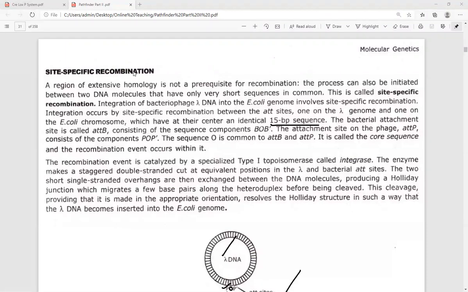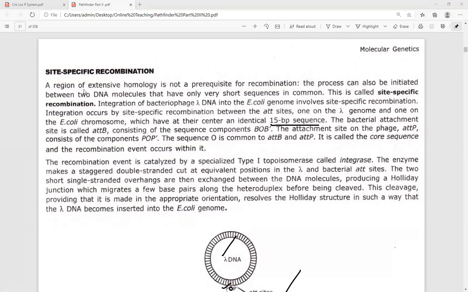In this video tutorial, we will be talking about site-specific recombination. What do you mean by site-specific recombination? How does site-specific recombination take place in the case of a phage integrating its genomic DNA into the bacterial cell? And what is this site-specific recombination?